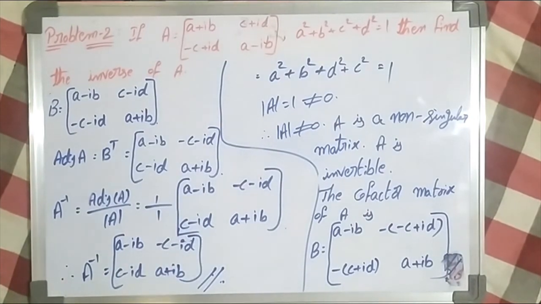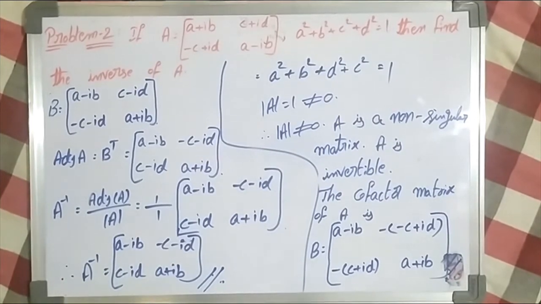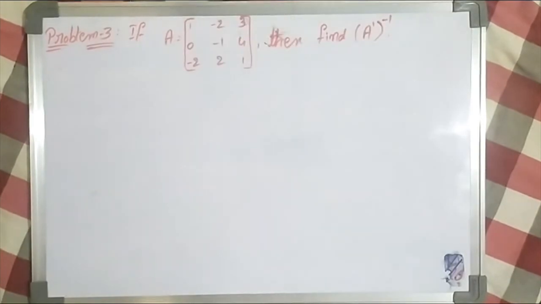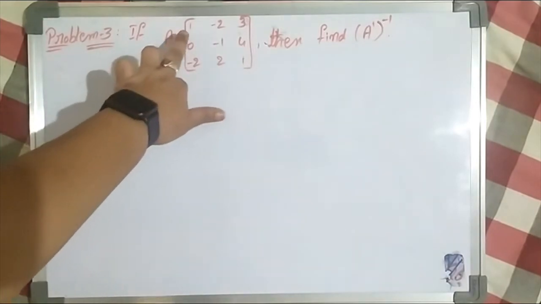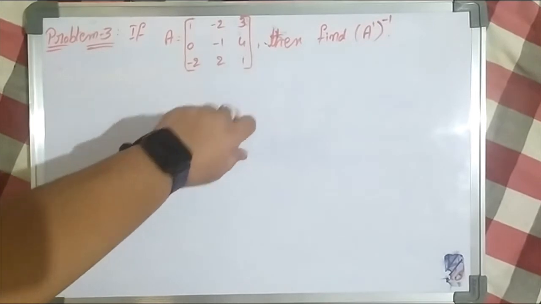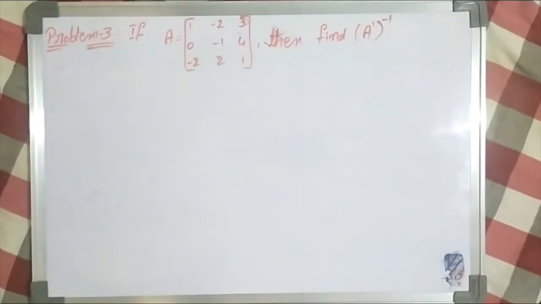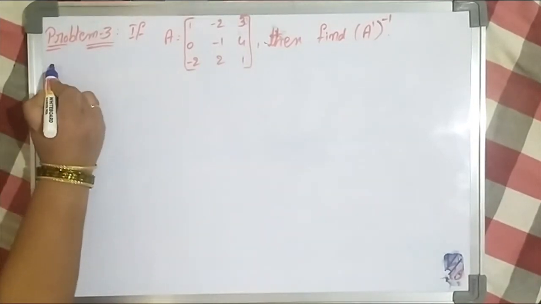The procedure is the same, but each problem has its own scheme of solution. Next we go to the third problem in the same section, same exercise. The third problem is, if A equals [1, minus 2, 3; 0, minus 1, 4; minus 2, 2, 1], then find A transpose whole inverse. We have to find the inverse of the transpose of the matrix. Then go to the solution.